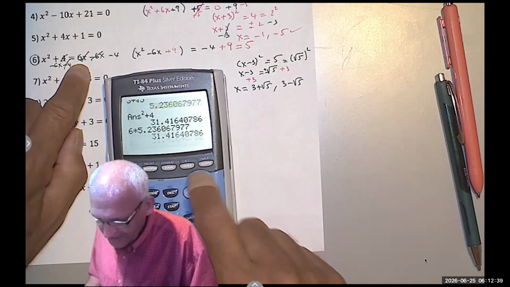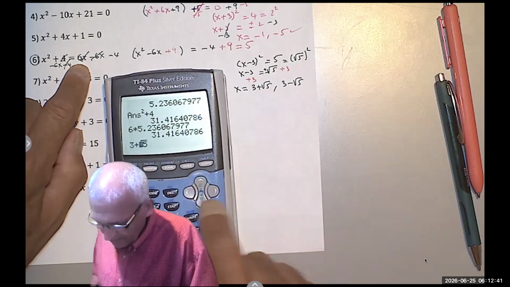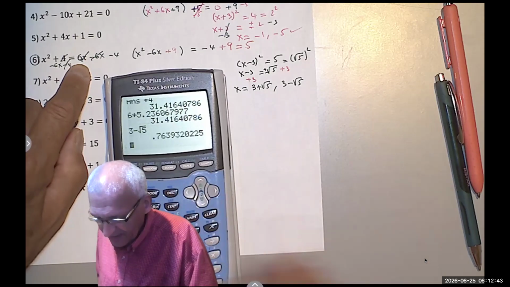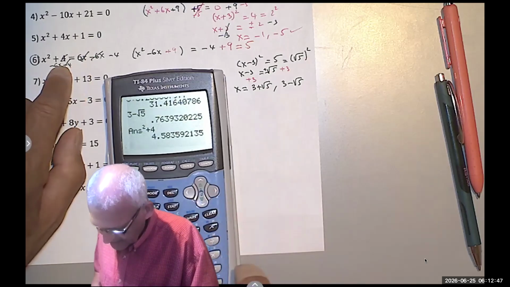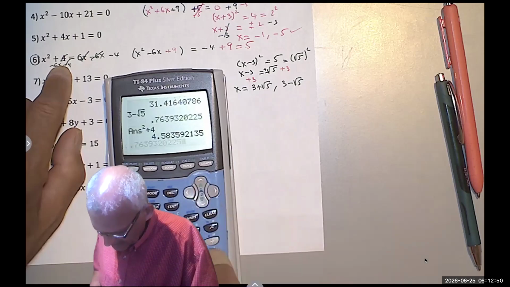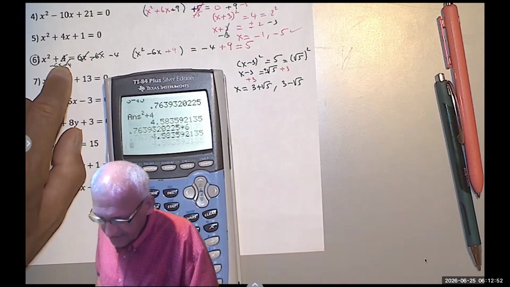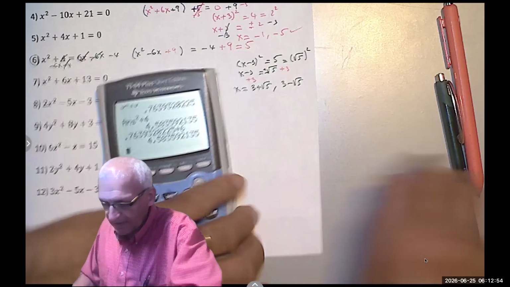If I go back and change that into 3 minus square root of 5, square it and add 4 to it, is it the same as multiplying it by 6? Yes, it is. So I checked my answer.